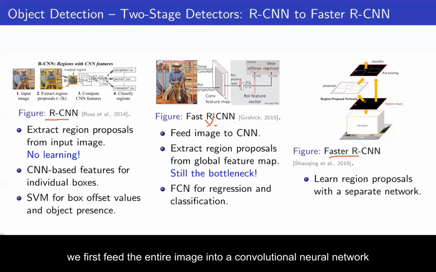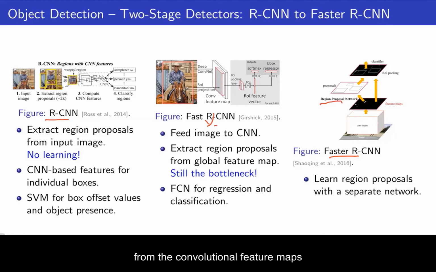So in these RCNN networks, we first feed the entire image into a convolutional neural network, and the CNN gives us convolutional feature maps, and these convolutional feature maps represent the high resolution image features. We then have a separate region proposal network, one that works on top of these convolutional features. And then we take crops of these region proposals from the convolutional feature maps, and we pass them through another set of layers that predict the object class as well as the bounding boxes.